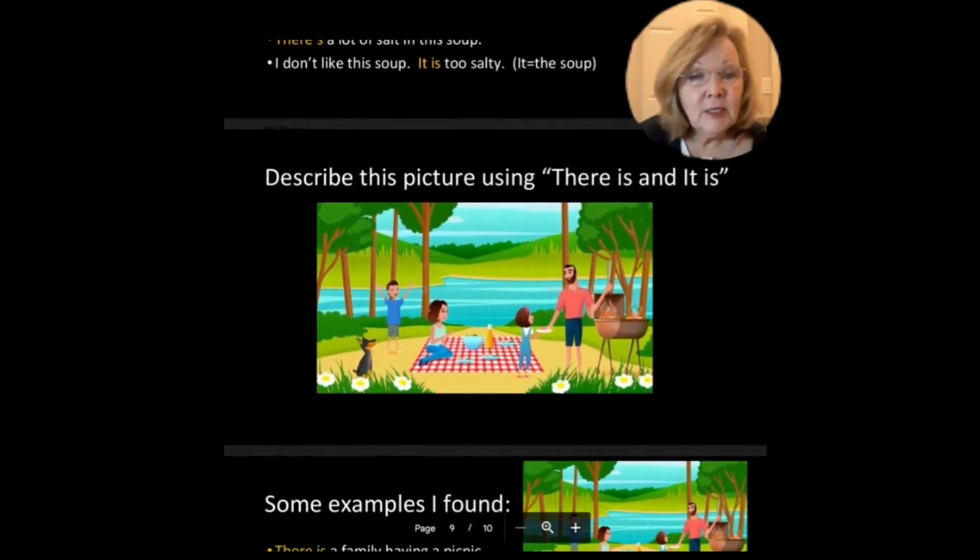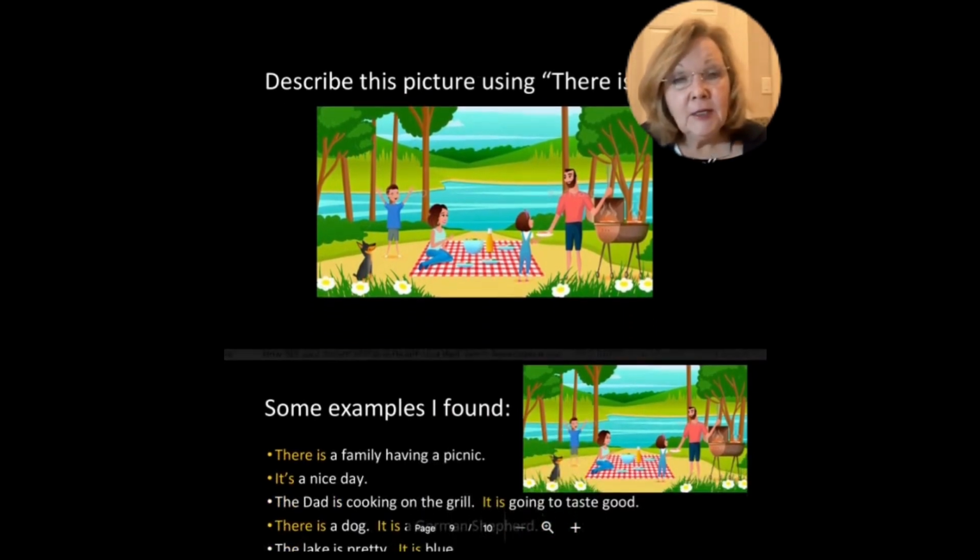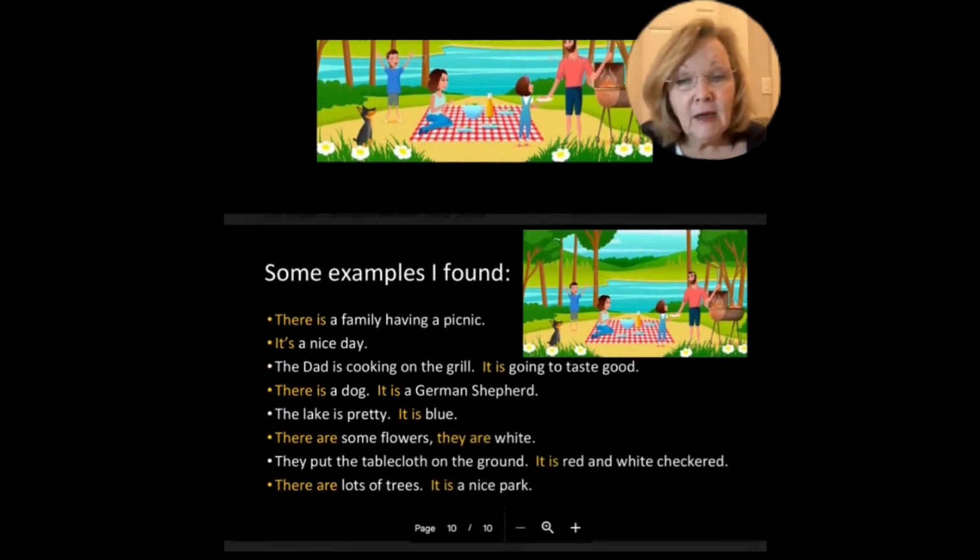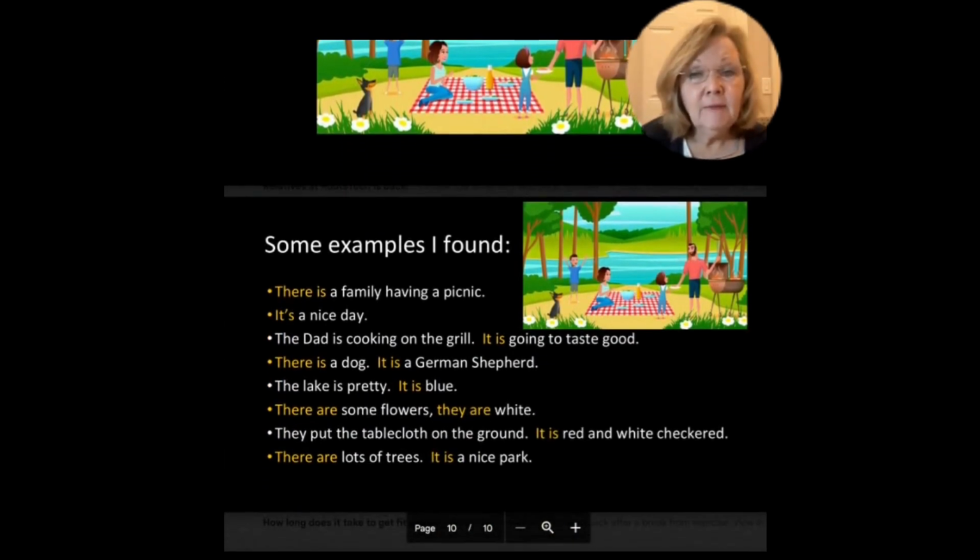So describe this picture using there is and it is. Pause your video. Come back when you've got some sentences written, and I'll share some examples of things that I found in the picture. Of course, you might find other things. All right. Here's some examples of what I found.